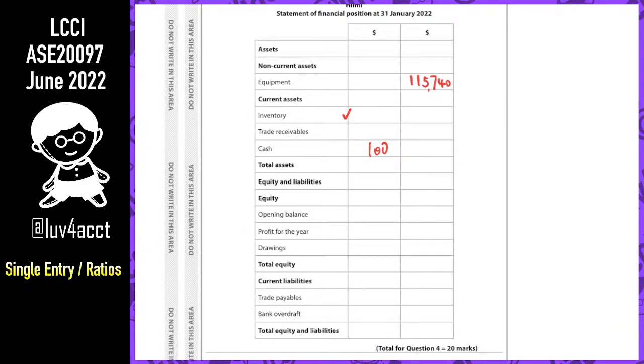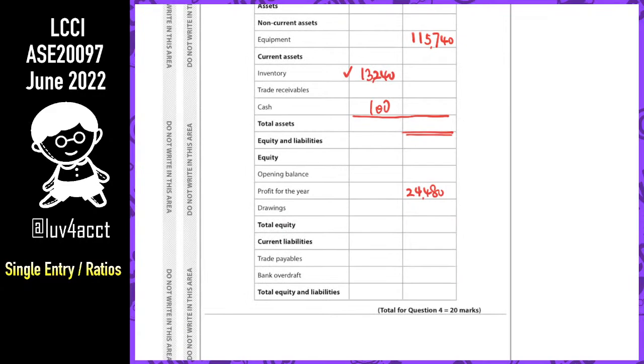Inventory, closing, 13,240. And then equity, we are not given the opening, we have to calculate. Profit for the year, we have it already, 24,480. This is in our previous part. Drawings, if we have some cash drawings and then no more, this is what we have calculated as well.